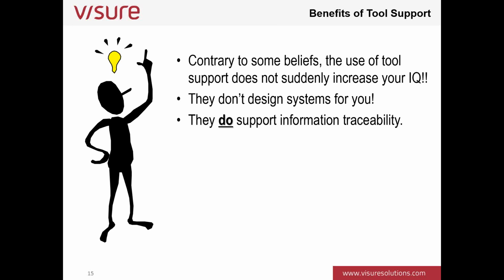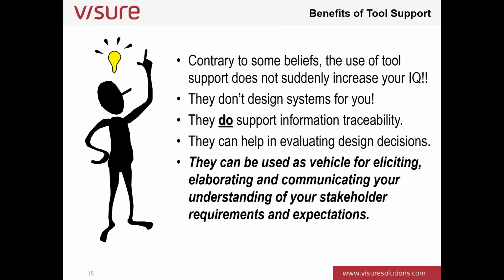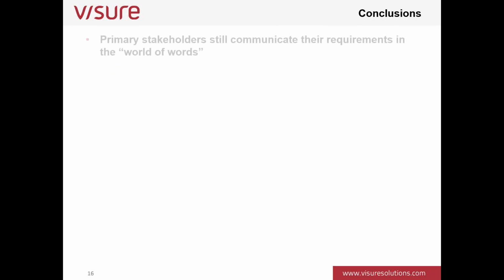However, there is information traceability from the textual requirement to how you represent those requirements in your system models, and of course back again. And that's really important. The actual models can be used as a vehicle for deriving those lower level requirements for completeness, and also to expose any shortfalls that may come out of the stakeholder requirements. They can help in evaluating your design solutions, and they can be used as a vehicle for eliciting, elaborating and communicating your understanding of your stakeholder requirements and expectations.